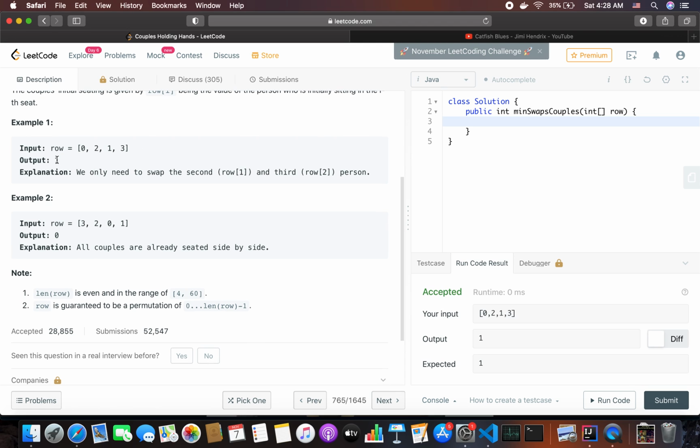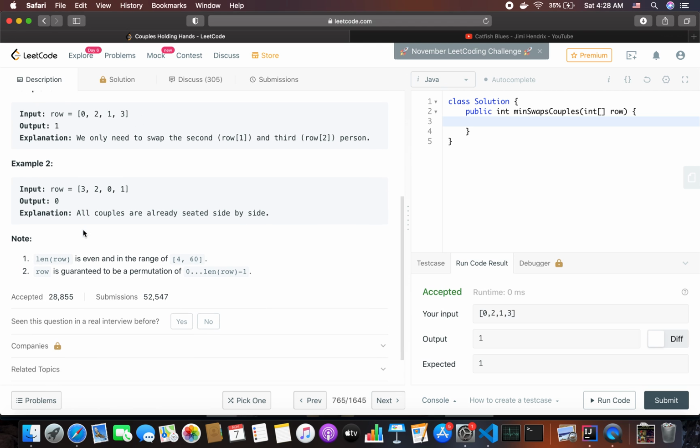And in this sample test case, 3 and 2 are already sitting side by side, so no swap is required, and again 0 and 1, so no swaps are required. You might think of this problem as the minimum swaps required to sort the array, but this is not that problem. You can clearly see from this test case. So let's try to think how we can solve this problem.